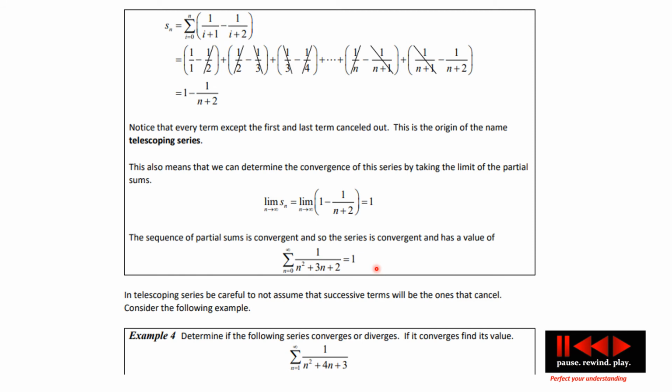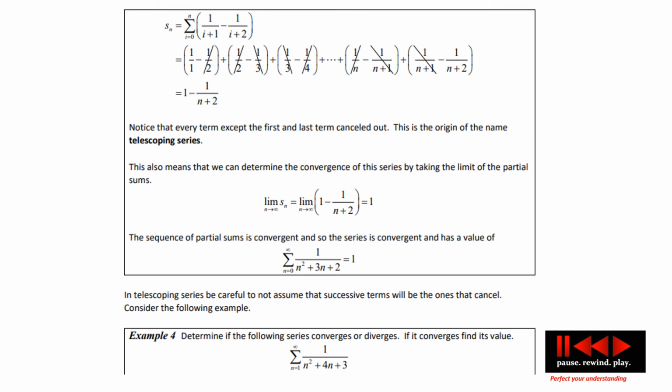Now, in telescoping series, you want to be careful not to assume that just successive terms will be the ones that cancel. Sometimes it's more complicated. And you'll see that in example 4. Here, you are to determine if the following series converges or diverges. If it converges, find its value. So this is the summation from n equals 1 to infinity of 1 over n squared plus 4n plus 3. You know what to do.